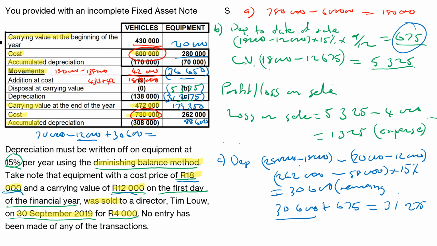Then once you've done that, 262,000 minus 88,600 gives you 173,400. And there's a 50 missing somewhere, I don't know where, but normally that's how you work it out. So this is how you work out your depreciation and everything.